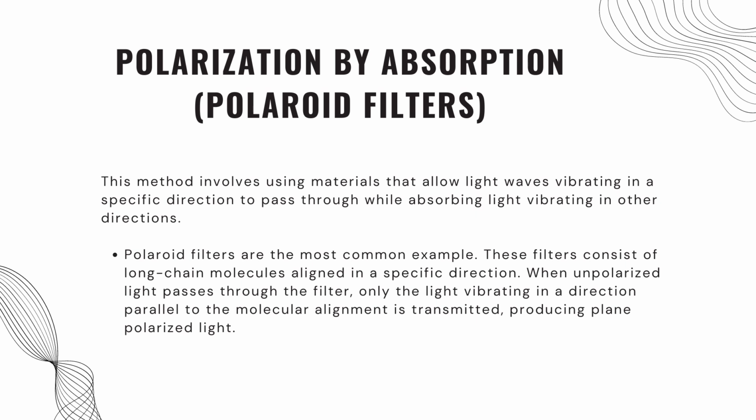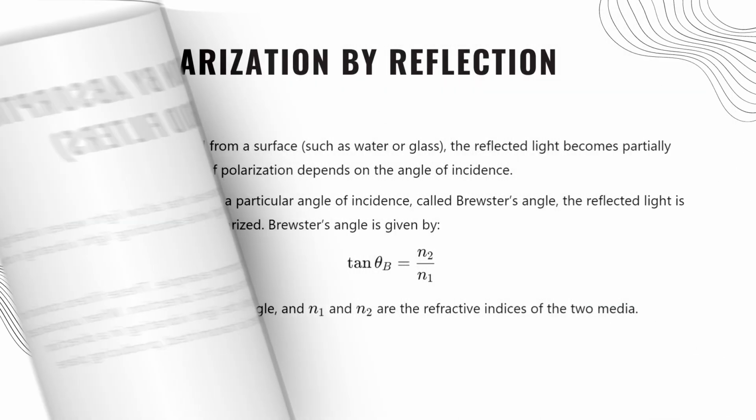Polaroid filters are the most common example. These filters consist of long-chain molecules aligned in a specific direction. When unpolarized light passes through the filter, only the light vibrating in a direction parallel to the molecular alignment is transmitted, producing plane polarized light.